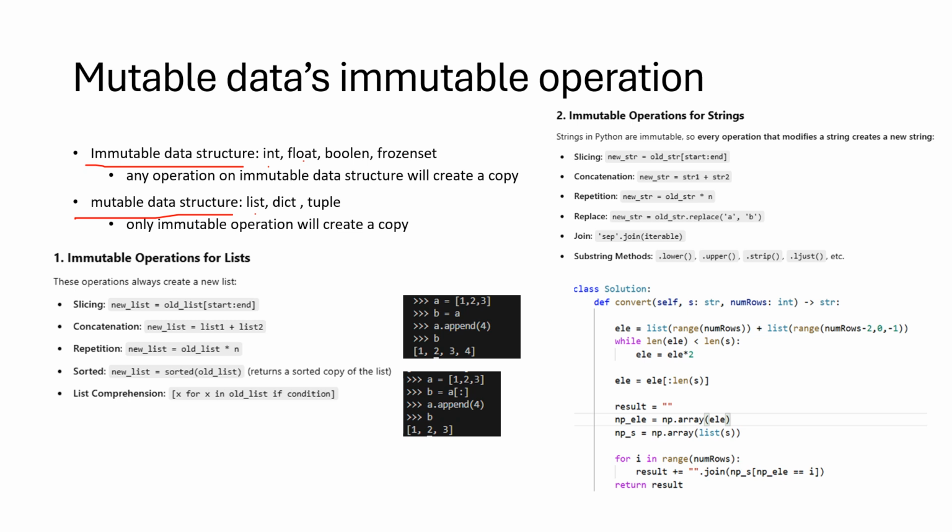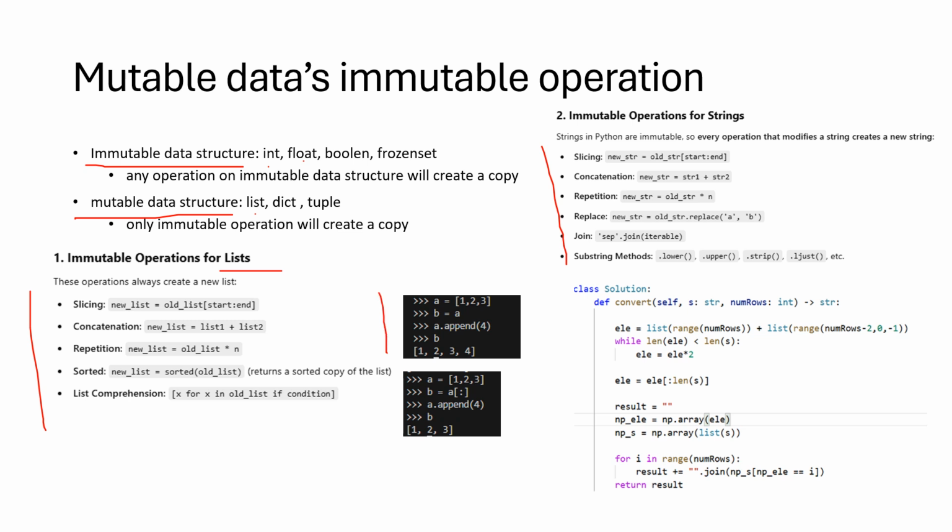But each mutable data structure has a bunch of immutable operations. For these immutable operations, Python will actually create a new copy for you. So for example, for list, the immutable operations include slicing, concatenation, repetition, sorted, and list comprehension. For string, we also have a bunch of immutable operations.